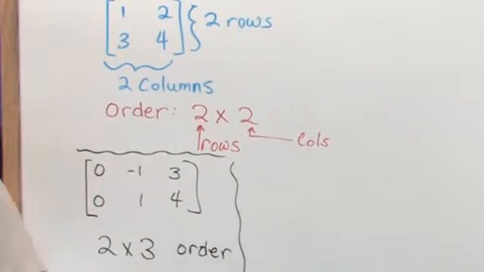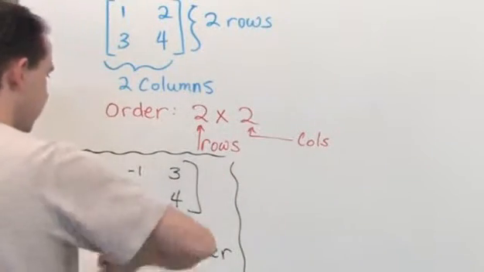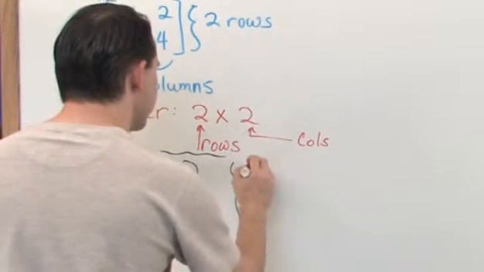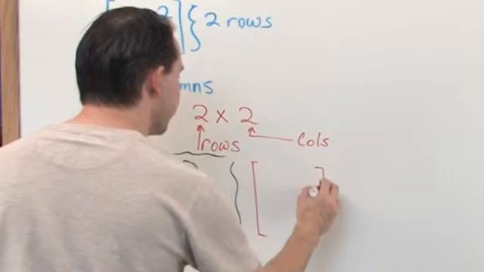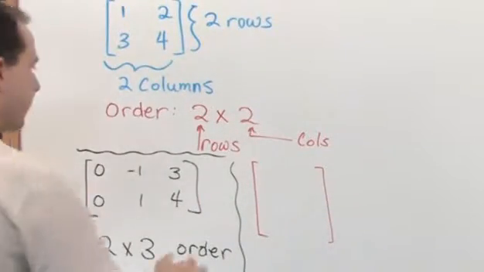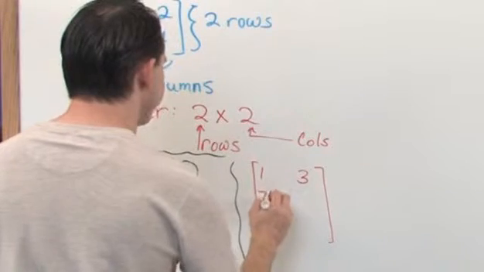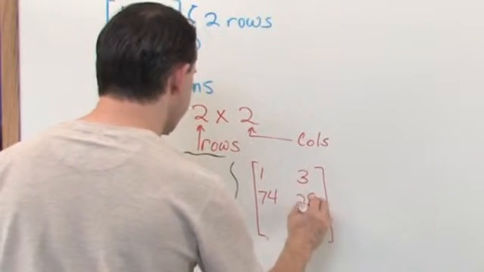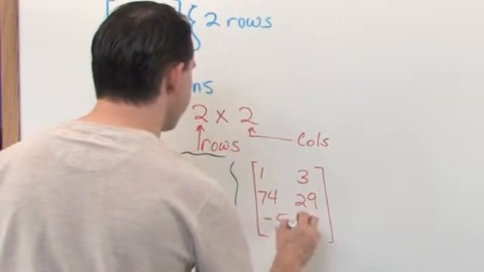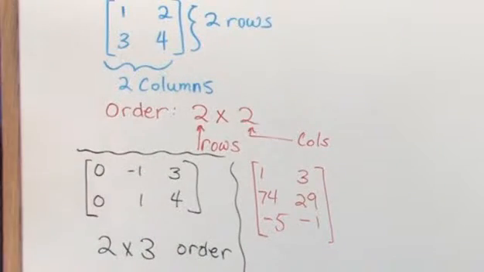And just to give you a little bit more practice, let's go ahead and write another one. Let's switch colors a little bit. What if I have, notice I'm drawing a kind of vertical skyscraper matrix here. 1, 3, let's see, 74 just for kicks, 29, let's say -5 and -1. Okay, so we've got some big numbers, we've got some negative numbers here, but again, it's the same thing.